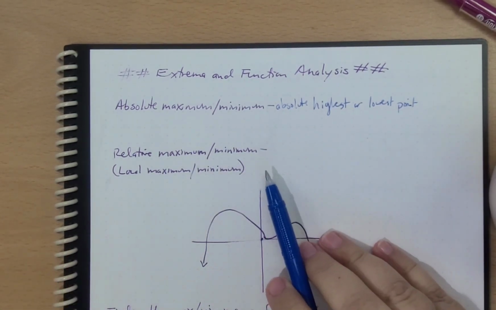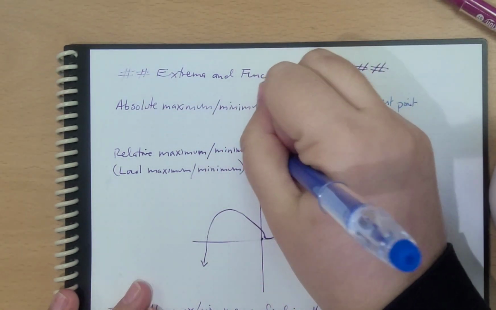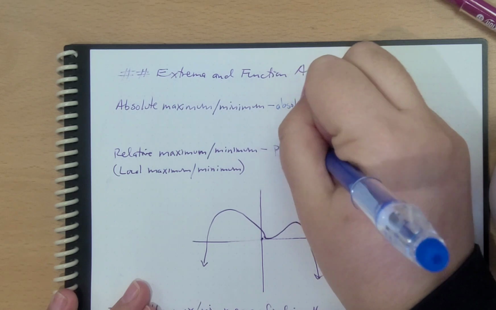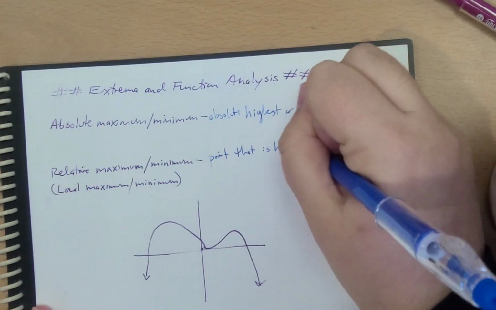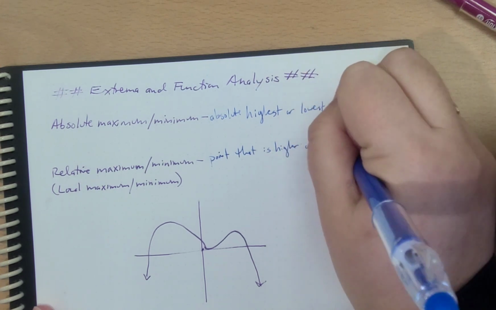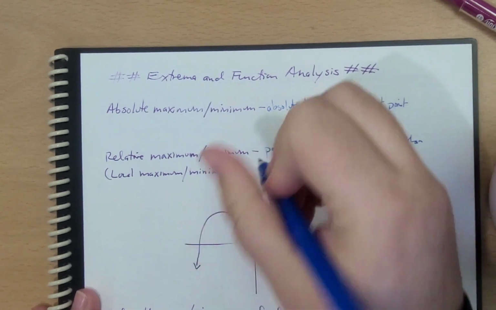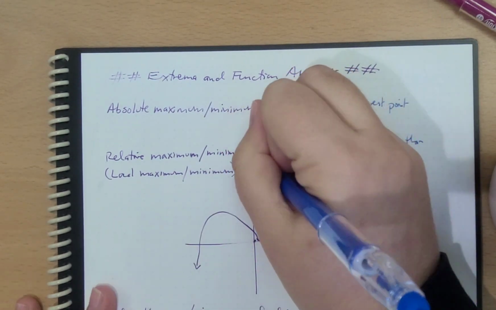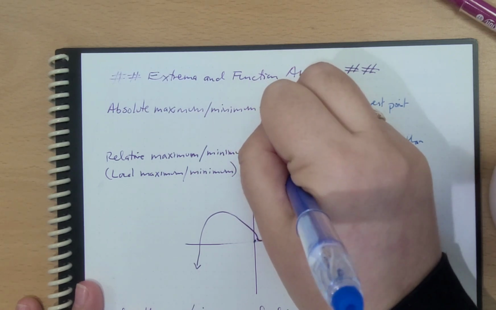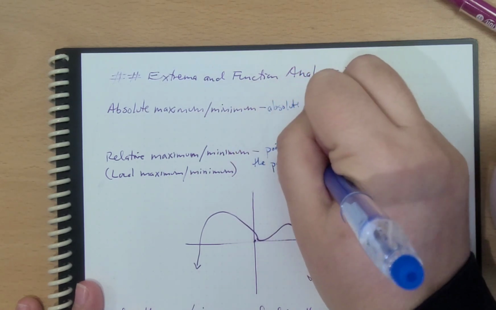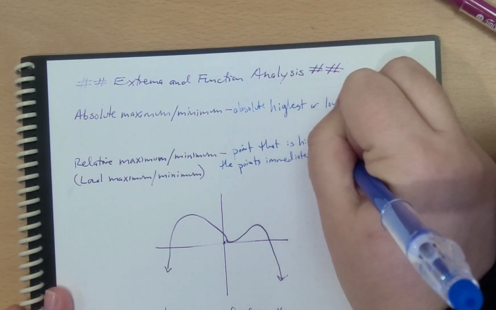All right, a relative maximum or minimum is a point that is higher or lower than the points surrounding it, like immediately surrounding it. So what does that really mean?